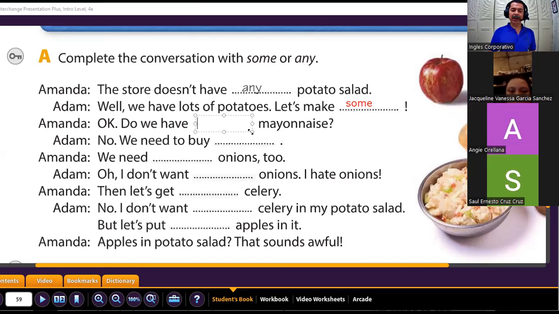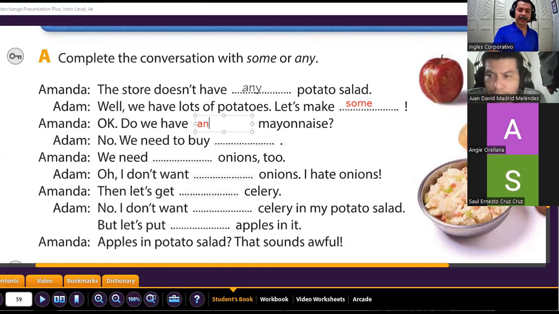And mayonnaise. Do we have, please, David? Any, right? Any is more appropriate. Okay, podemos usar some, pero cuando estamos ofreciendo algo, ¿sí? Okay. Good.